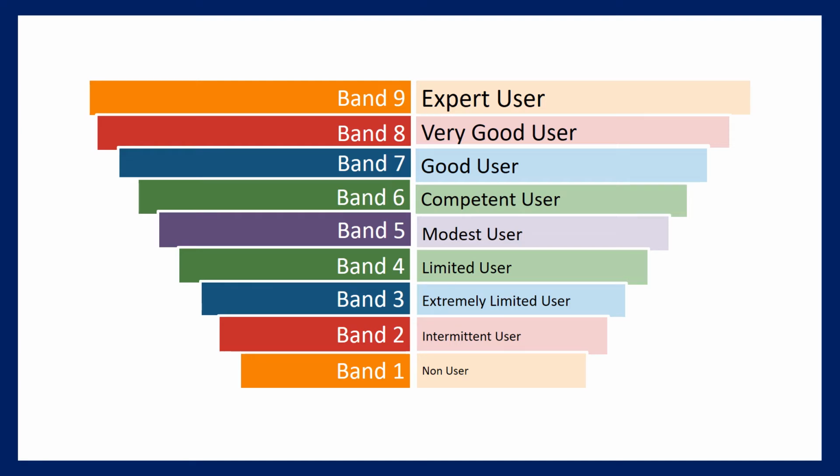What does a certain score or a certain band speak about your English proficiency? For example, a band 9 means that you are an expert user. A band 8 means that you are a very good user. A band 5 means that you are a modest user. And so on and so forth till band 1, which means you are a non-user of the language.